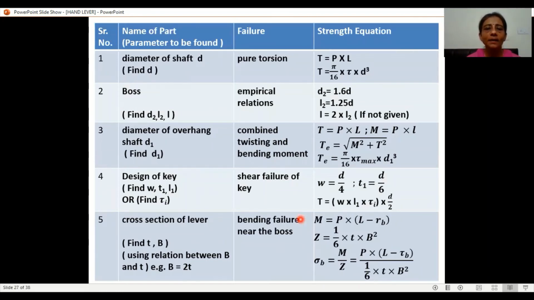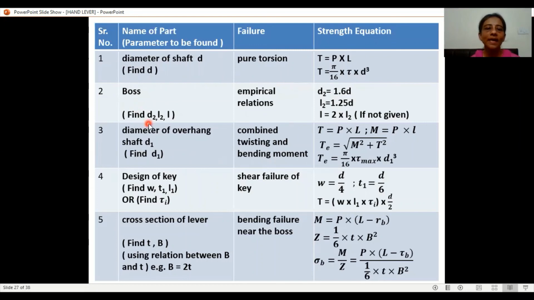For your easy understanding, the full design procedure is converted into tabulated form. So here the first column indicates the serial number. Second is the name of the part and parameters to be found. Third is which failure is considered. And fourth is the strength equation. So let us quickly revise. First step is to find the diameter of shaft D considering pure torsion. Torque is equal to P into capital L, and that torque will be equal to pi by 16 tau D cube. We can find D.